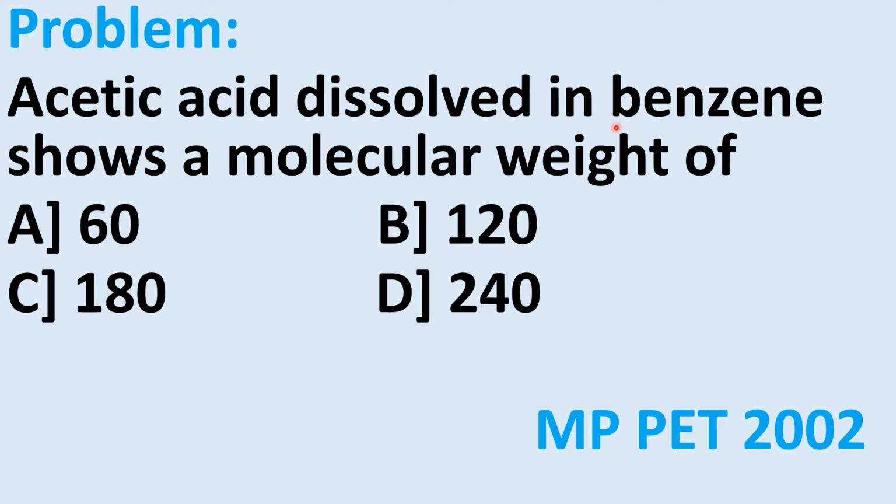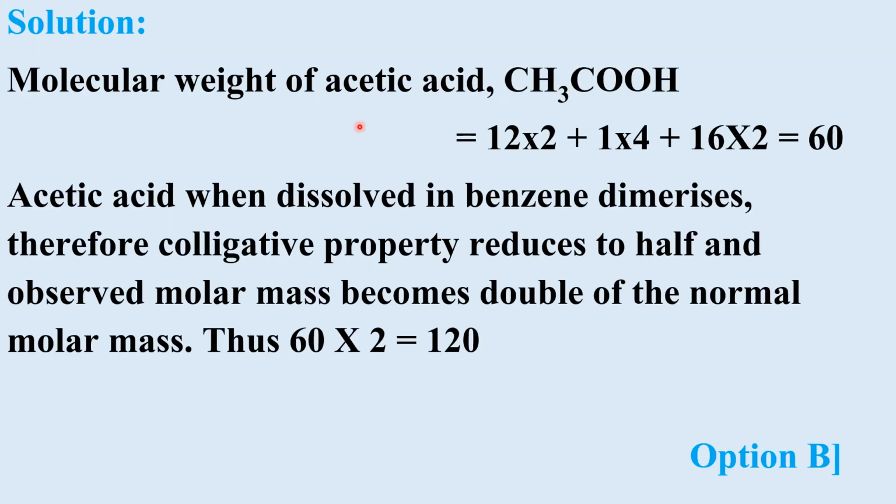Acetic acid dissolved in benzene shows the molecular weight of option A 60, option B 120, option C 180, option D 240. Molecular weight of acetic acid CH3COOH: for 2 carbon atoms 12 into 2 plus for 4 hydrogen atoms 1 into 4 plus for 2 oxygen atoms 16 into 2. Together it becomes 60. Acetic acid when dissolved in benzene dimerizes. Therefore colligative property reduces to half and observed molar mass becomes double of the normal molar mass. Thus 60 into 2 is equal to 120. Therefore option B is correct.